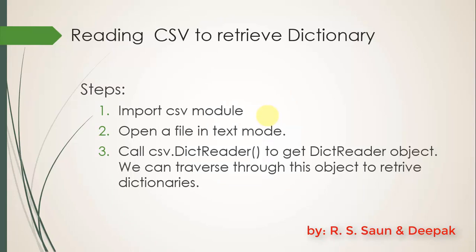So let us see what the steps are to read a file and receive a dictionary. First of all, we are obviously going to import the CSV module. Then we are going to open our file in text mode, and then we are going to call DictReader instead of the reader method to receive a DictReader object. Actually it is a collection, just like a list, and we are going to traverse through this list and receive dictionaries from the object.